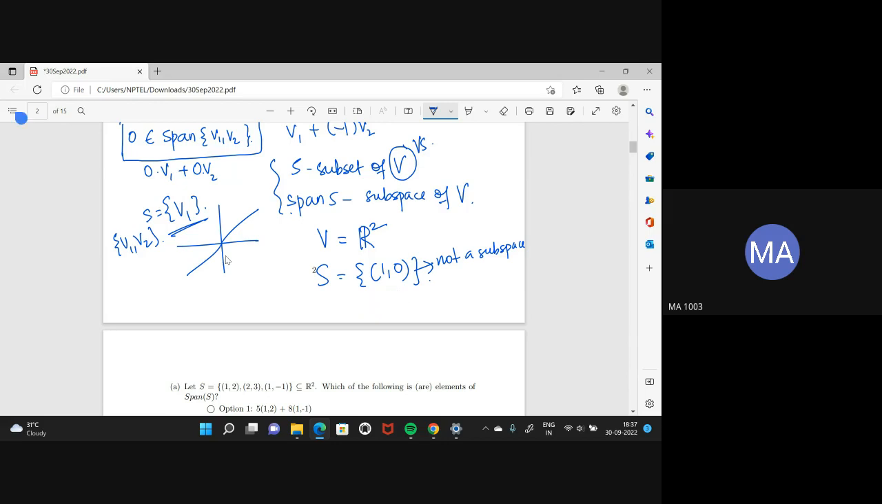Can any single point be a subspace of R2? Yes, ma'am. No, ma'am. If it is (0, 0), yes. Only this. Other than that, nothing else is possible.